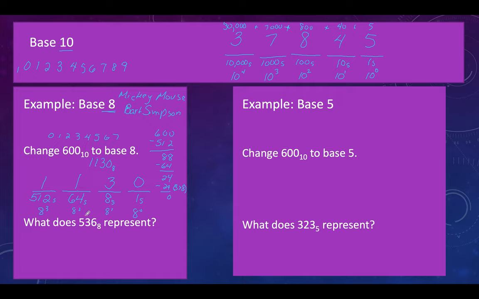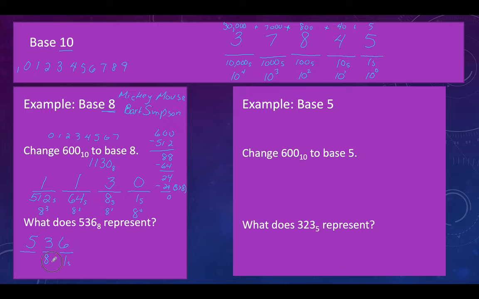So let's work backwards, okay? If we had the number 536, and notice I'm not saying 536 because that's not what that is. This is 536 in base 8. So again, the 6 represents ones.